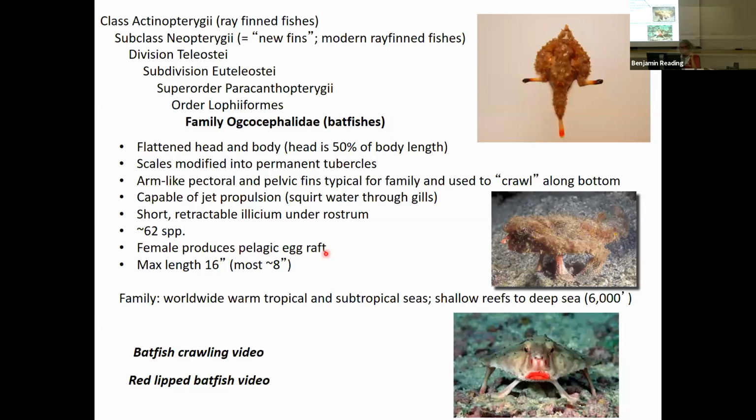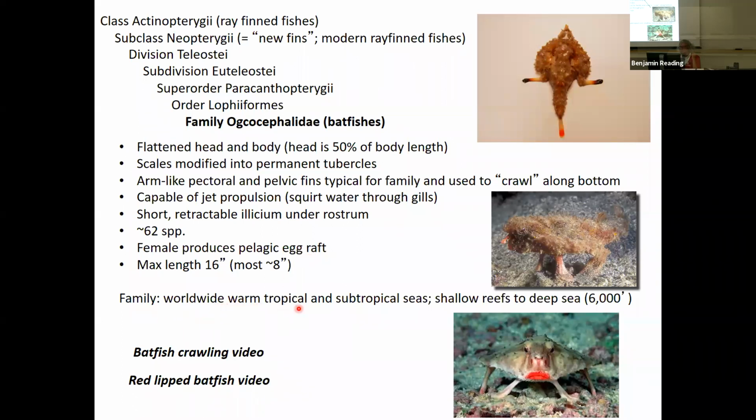Also, females produce these egg rafts. So again, external fertilization: sperm and eggs are released outside of the body. And then the eggs are adhesive. They form these floating rafts. So that's sort of a trend here among these few families of fish.